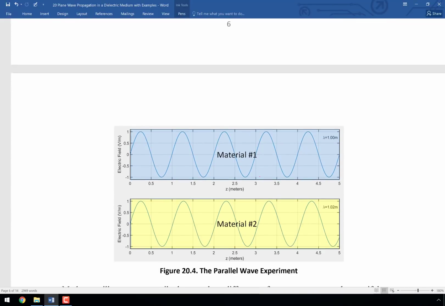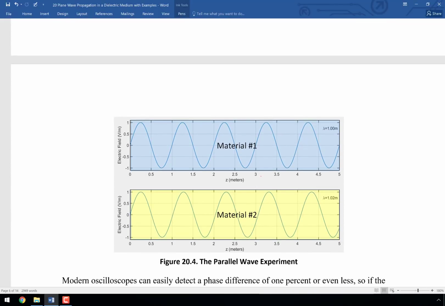Here's actually a MATLAB plot that I used to show in the top, in the blue, I have a wave that has a wavelength of 1.00 meters, and on the bottom, I have a wavelength that is 1.02 meters. So it's only off by 2%. And notice that the waves start perfectly in sync, perfectly in phase over here on the left. That's where you have the source, and we split the wave, and it's going in here. It's going into both of these 2 in parallel, and then it hits the 2 materials. Now you'll notice that when you get to here, they're pretty well still in phase.